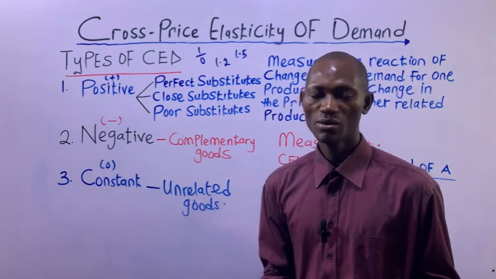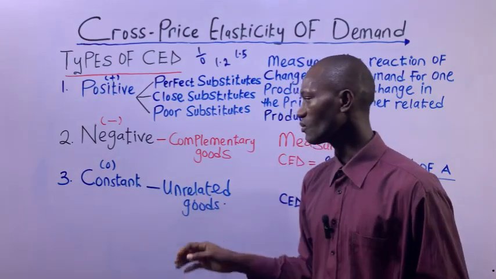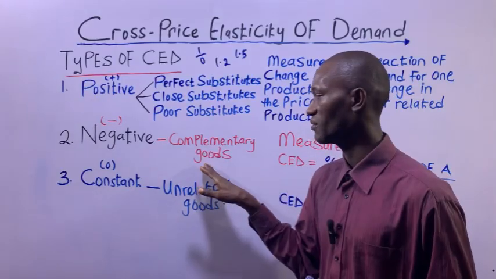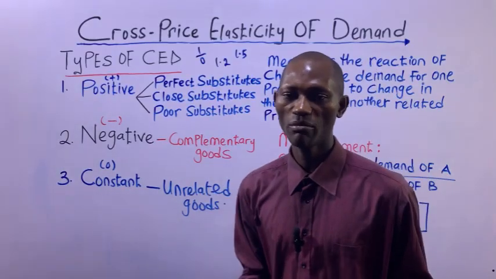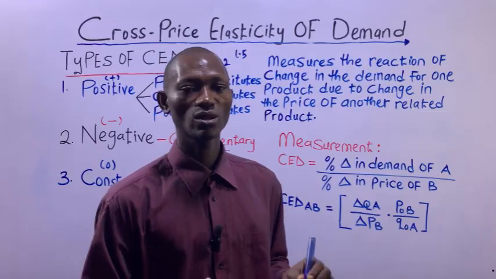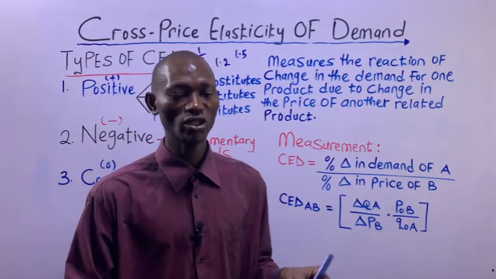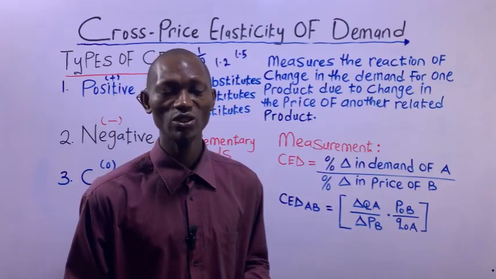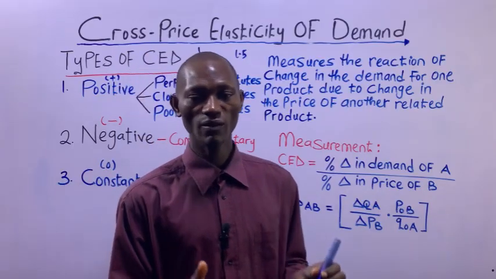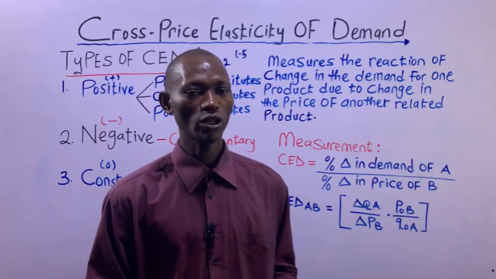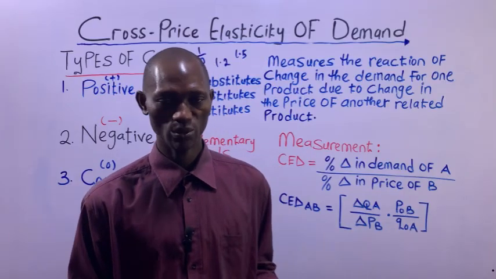Negative cross price elasticity of demand. Goods that usually have negative cross price elasticity of demand are called complementary or joint goods. Joint goods are jointly demanded, they are jointly purchased because they are complementary in nature. The purchase of one will complete the usage of the other. A good example is car and petrol.